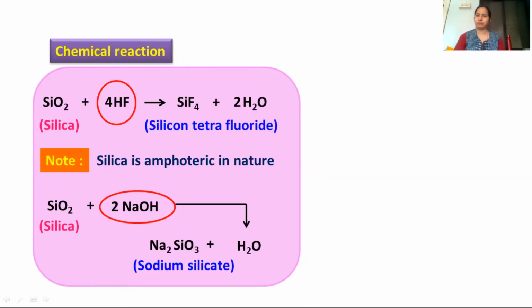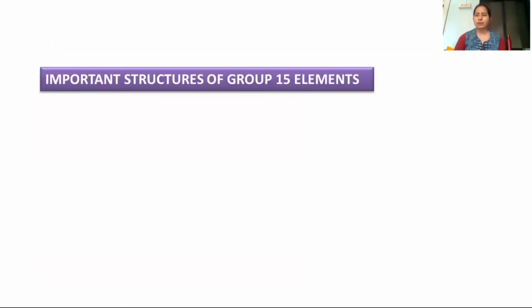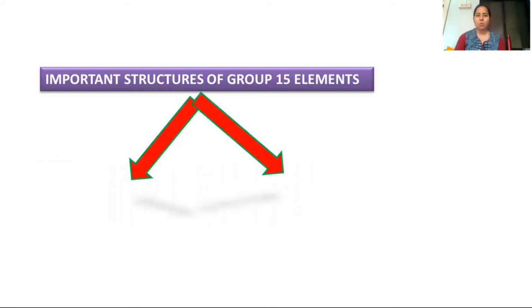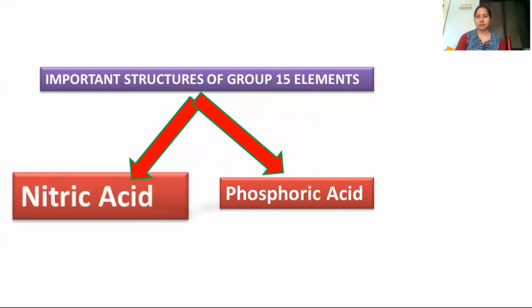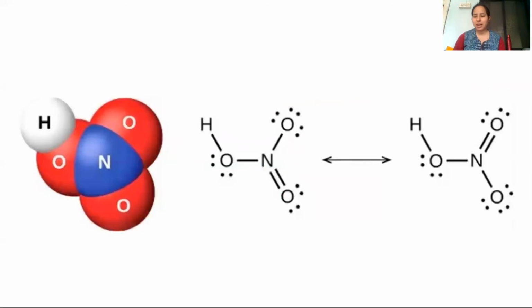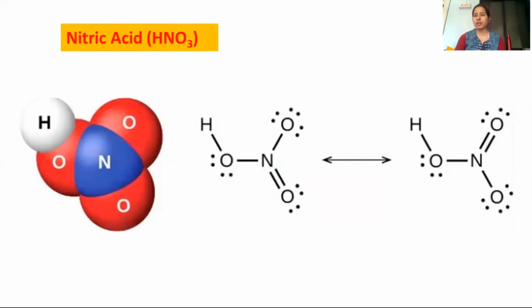So this was all about group 14 elements, silica. This was extra, as I said, information. Group 15 elements, we're going to study two important structures. One is nitric acid and second is phosphoric acid. So let's start with the first one, that is nitric acid. When I say nitric acid, you can see nitric acid is HNO3.